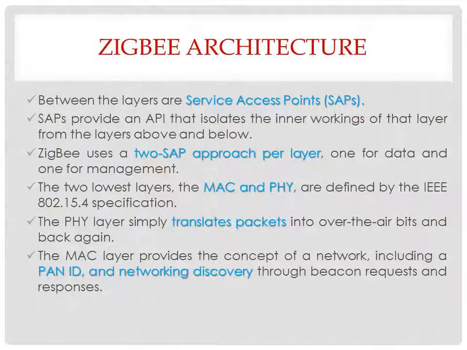The two lowest layers, that is MAC and PHY, are defined by the IEEE 802.15.4 specification. The PHY layer simply translates packets into over-the-air bits and back again. The MAC layer provides the concept of a network, including a PAN ID and network discovery through beacon requests and responses. It also provides per hop acknowledgements and some of the commands for joining and forming the network. The MAC does not multi-hop or mesh.